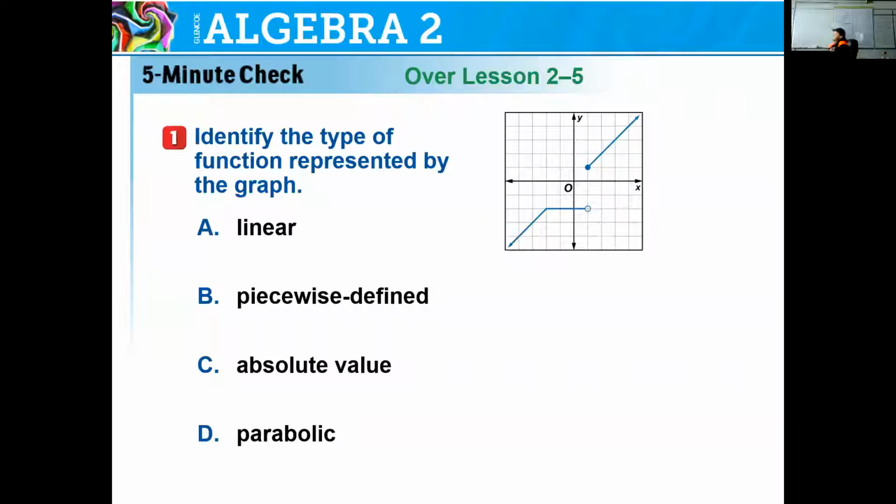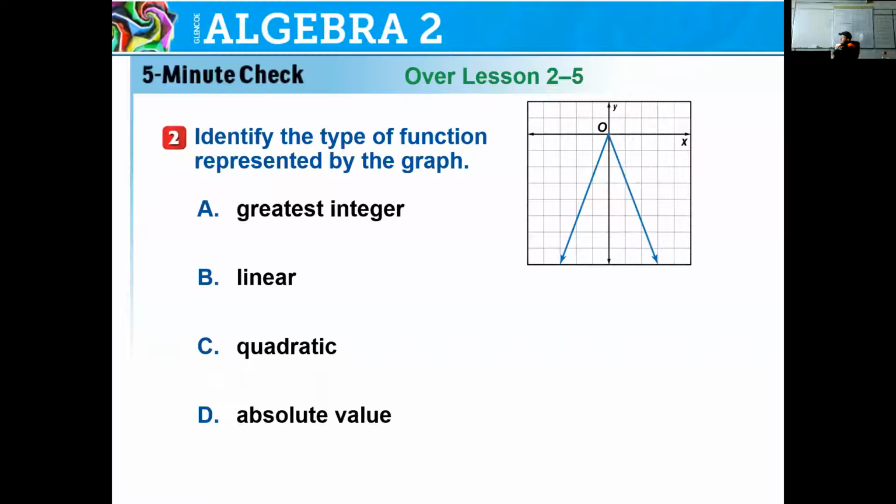Okay. And then, so our graph in the top right corner isn't a V, so it's pretty safe to assume that that's not going to be absolute. And then you have parabolic. Parabolic graphs are your U-shapes, with both ends either going off to a positive infinity or a negative infinity. So by the process of elimination, we can conclude that this is a piecewise defined function, because it can't be a linear function because it's not continuous. It doesn't fit the form of the absolute value, and it doesn't fit the form of a parabolic graph. So we're looking at piecewise defined.